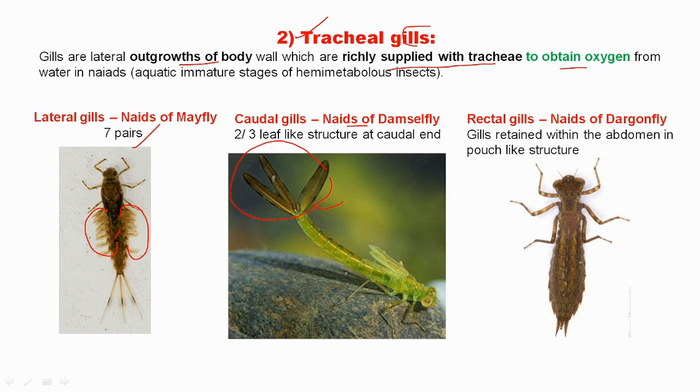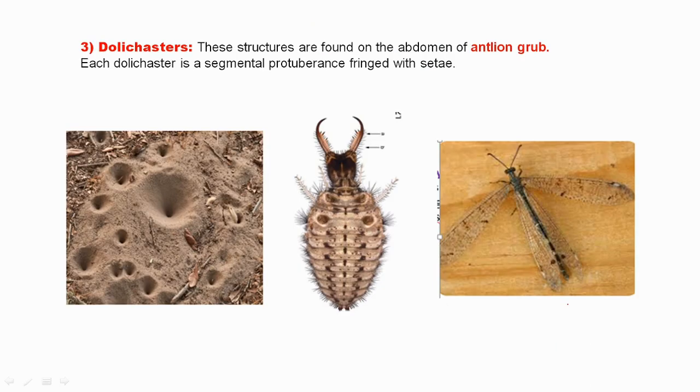Next, rectal gills. Rectal gills are present in nymphs of dragonfly, and these gills are retained within the abdomen, in pouch-like structures. That's why we call these gills rectal gills. Next, dorsal caster. This is the antlion grub, and this is the antlion adult. This is the antlion pit.